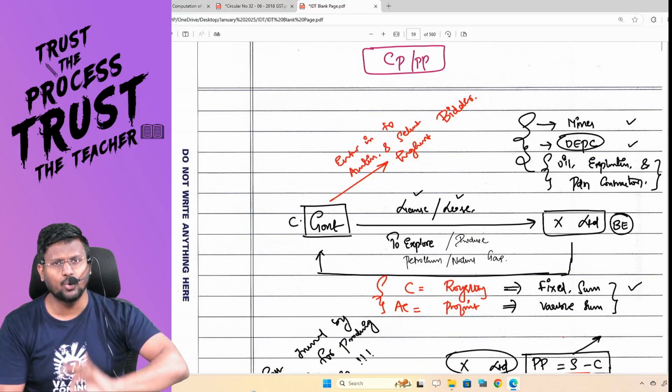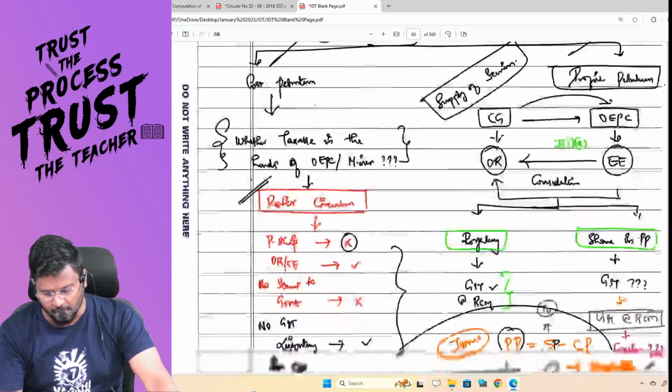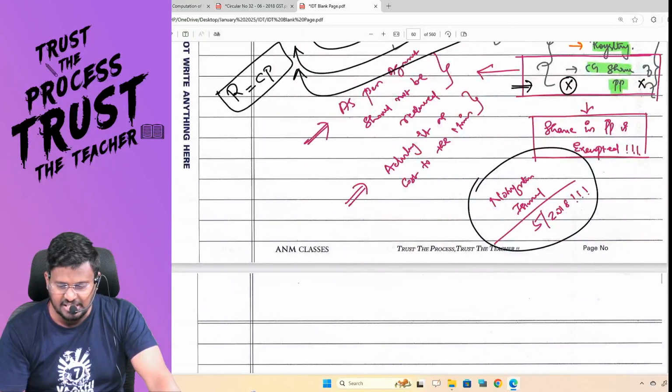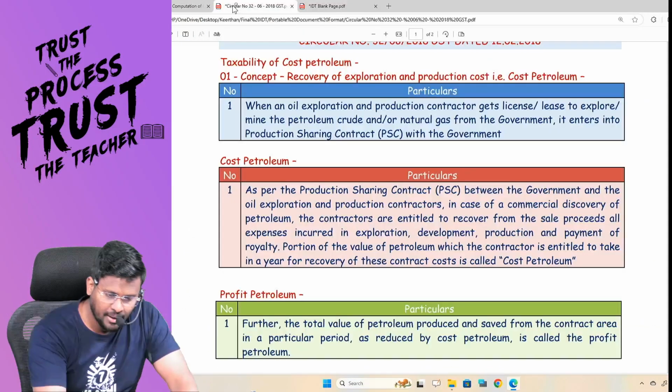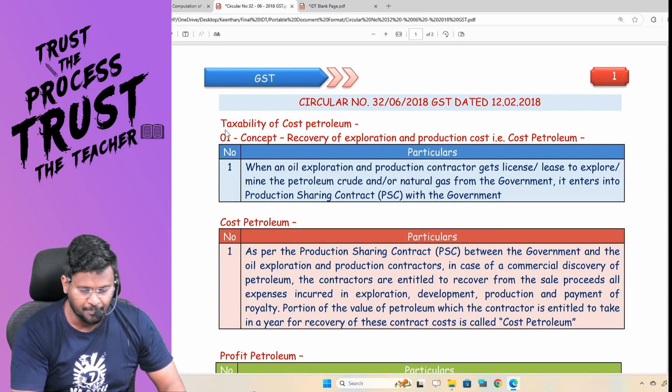But the central government, vide notification number 5/2018, said, my dear lovable students, that it is exempt from GST. With this background, read this English, and you will be able to appreciate and understand.